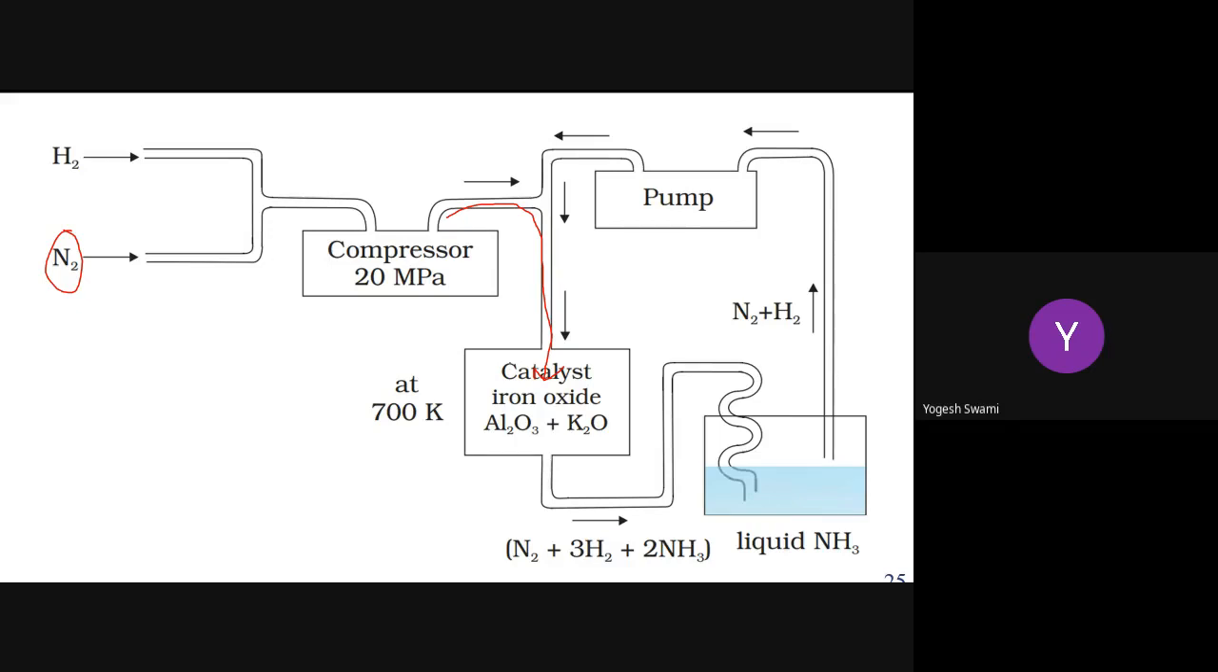They convert into ammonia. Now this mixture containing ammonia, nitrogen and hydrogen passes through this tube, and at the higher pressure and lower temperature, ammonia is liquefied in this tanker. The unreacted hydrogen and nitrogen pass through this tube, and again through the pump we convert to a higher pressure and pass into the catalytic chamber. So this is a cyclic process.